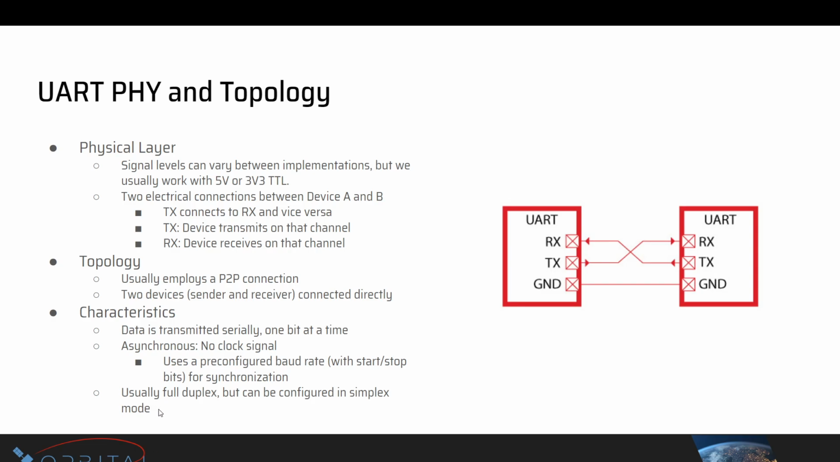And usually with UART it's full duplex, but you can configure it in simplex mode as well. If you wanted to configure simplex mode, just get rid of one of these RX lines or one of these TX lines, and you just have one TX connected to another RX, and it's simplex.